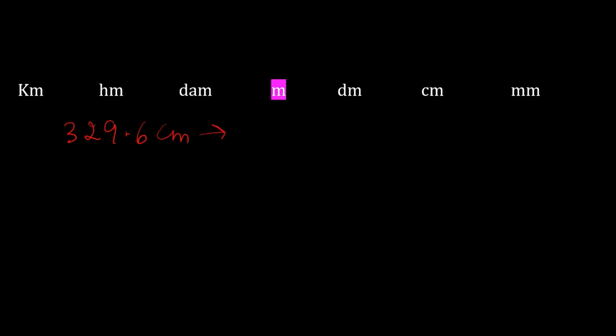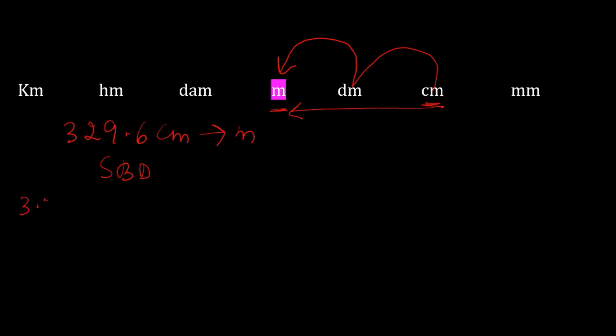Now let me take one more example here. 329.6 centimeter to meter. Centimeter is a smaller unit and meter is a bigger unit. You can see in the table, centimeter to meter, you are going from right hand side to left hand side and you are jumping 2 steps, centimeter to decimeter and decimeter to meter. So small to big, so SBD. First you write SBD, small to big, that means you have to divide.